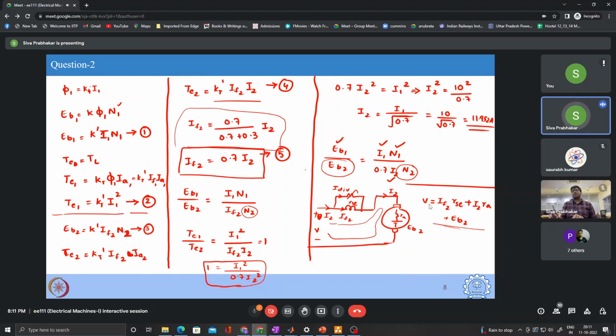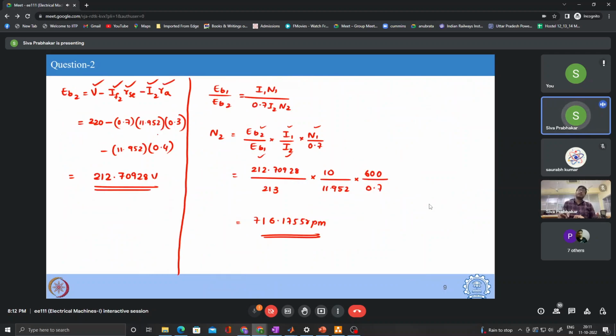Now I can make use of another expression, that is the relationship between back EMF, the speed and the current. But here there are two unknowns, so we need to find one more variable. For that I am making use of the KVL equation in the bottom loop, and I found the value of the back EMF. After finding the back EMF, I am substituting it in the expression to get the value of N2, as N2 is the only unknown here.